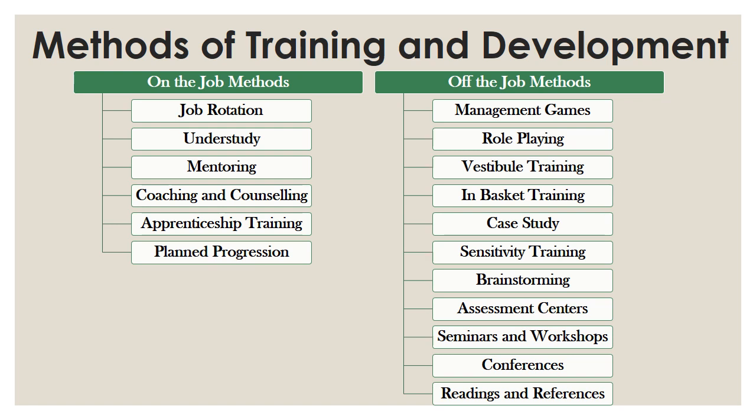The next one is assessment centers. Executives are trained in these assessment centers. They are given a situation or a problem to make decisions. Then everything they do is recorded, and then they are told what they could do better. So their performance is assessed. Okay. Next one is seminars and workshops.